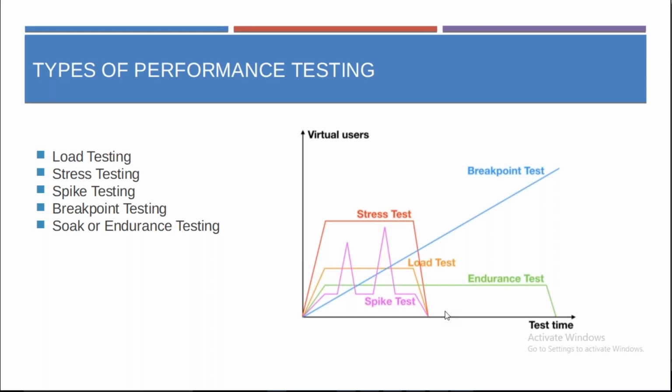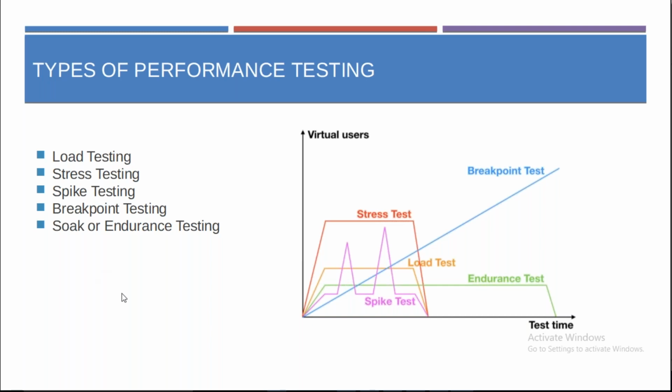You see here, the spike test is violet or purple in color. So spike testing is nothing but this: just imagine your test is getting executed with 100 users. Suddenly you increase the load to 300. Then you again decrease to 100. You remember the condition.